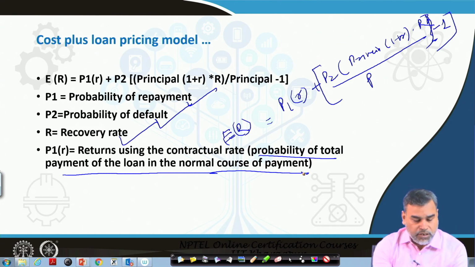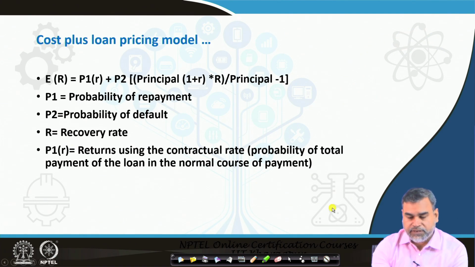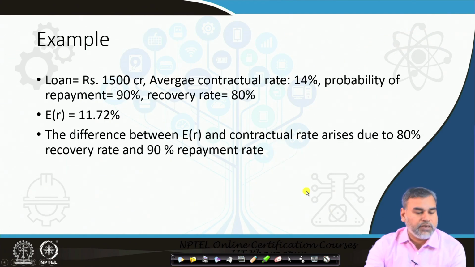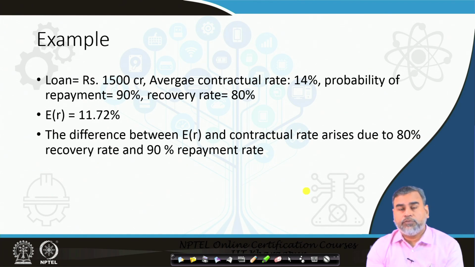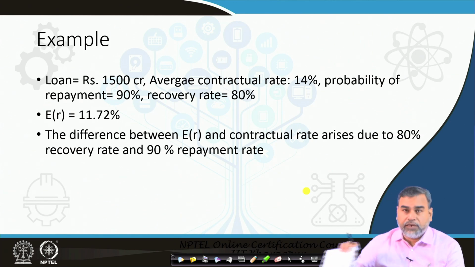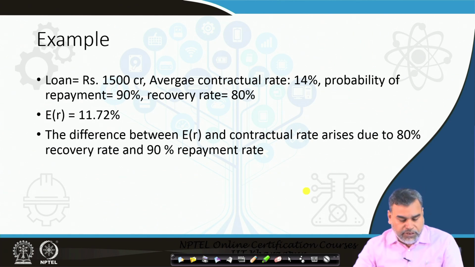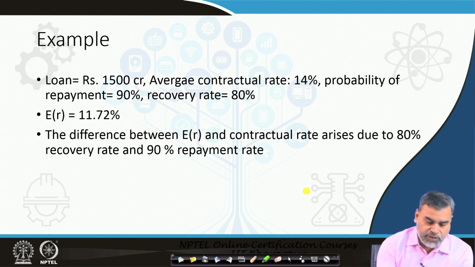So, let us take one example in this case. There is a loan amount of 1500 crore. The average contractual rate is 14%, which is calculated historically. Then the probability of repayment is 90% and the recovery rate is 80%. All are observed historically over time. Then if you go by this formula, you can calculate your expected return.